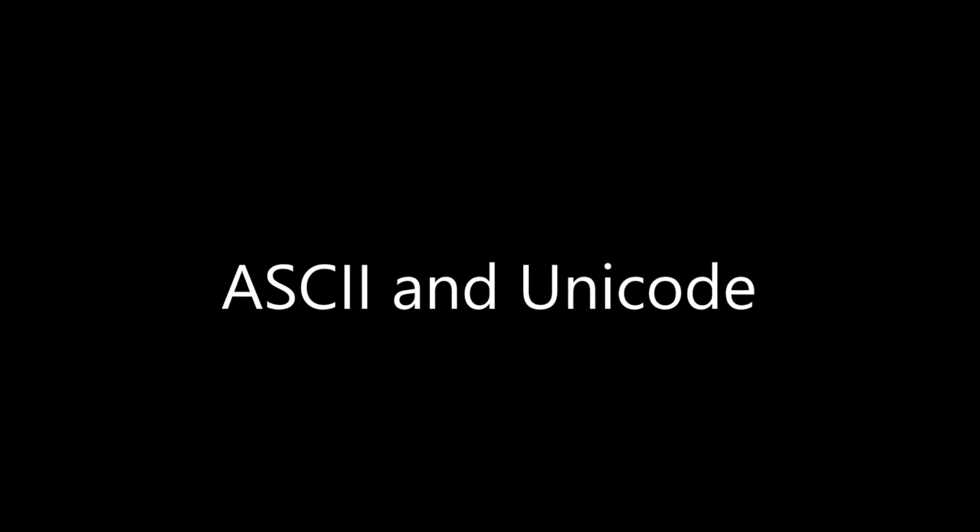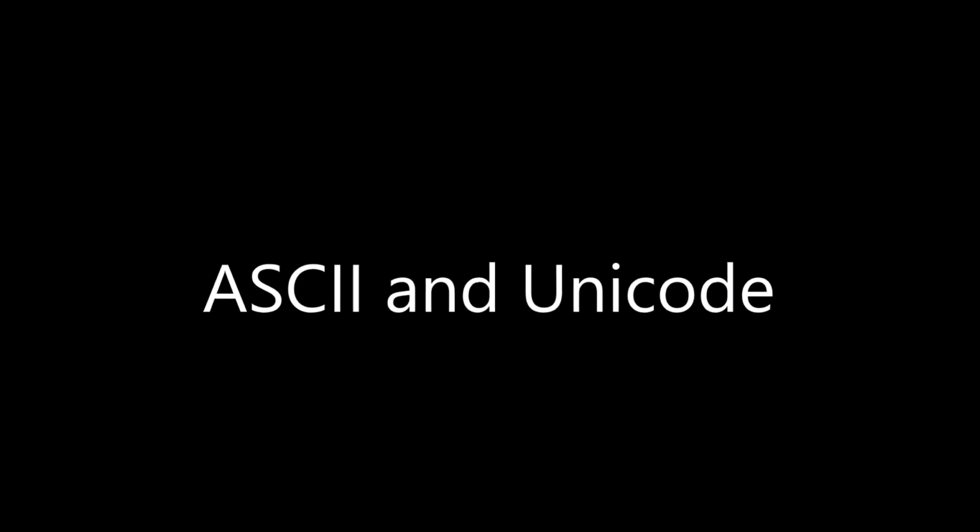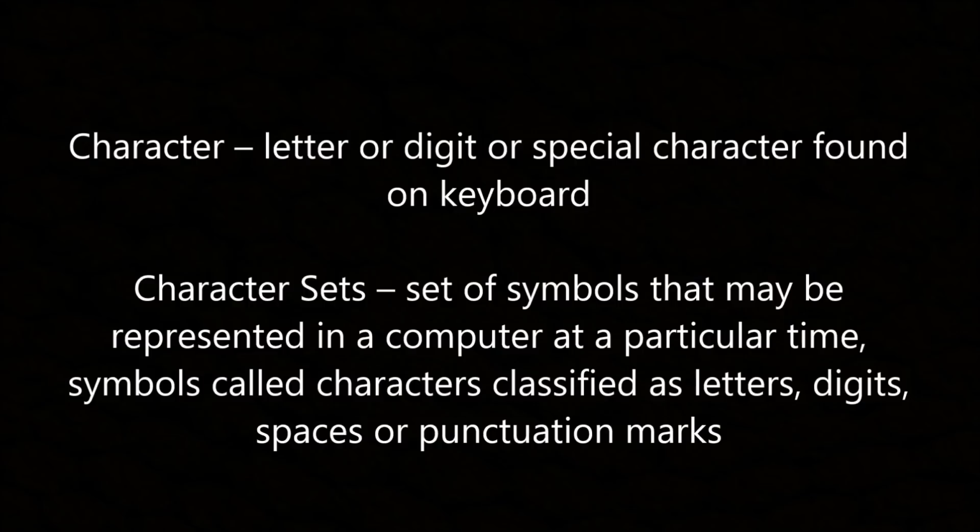ASCII and Unicode. A character is a letter or digit or special character found on a keyboard. Character sets are a set of symbols that may be represented in a computer at any particular time. Symbols are called characters and are classified as letters, digits, spaces, or punctuation marks.